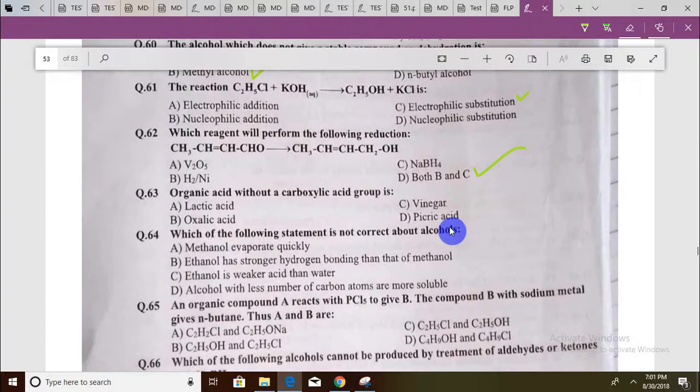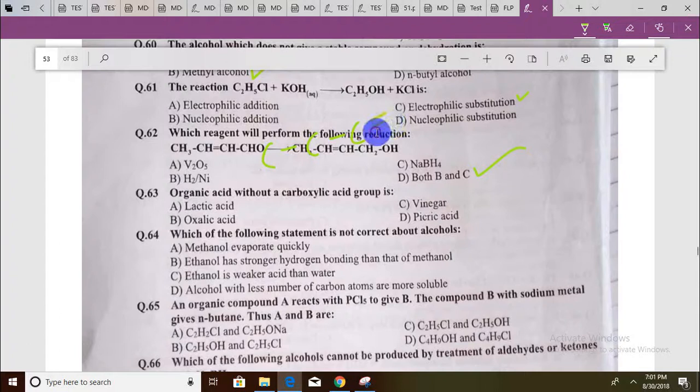Organic acid without a carboxylic acid group is lactic acid? Certainly has one. Lactic acid, you can even form it if you use ethyl cyanide, because I keep messing these two up. Hopefully you won't. So it's like this, right? You can make lactic acid with this.